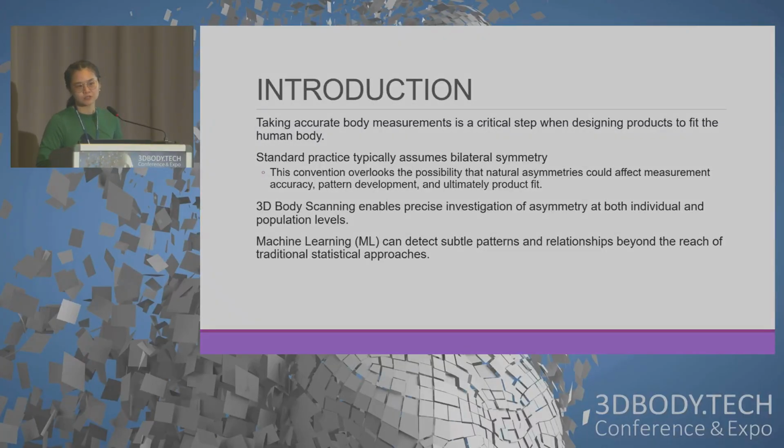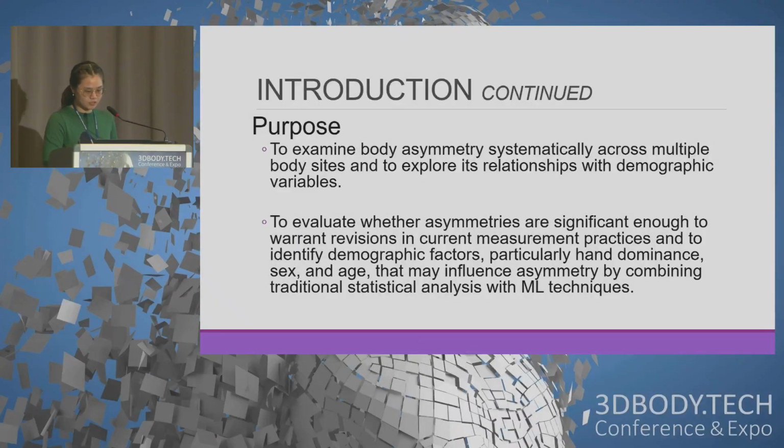In our study, we used both a more traditional statistical method as well as a machine learning method. They work together to tell a more comprehensive story. The purpose of this study is to examine body asymmetry systematically across multiple body sites and to explore its relationships with demographic variables. And also, we want to evaluate whether asymmetries are significant enough to warrant revisions in current measurement practices and to identify demographic factors.